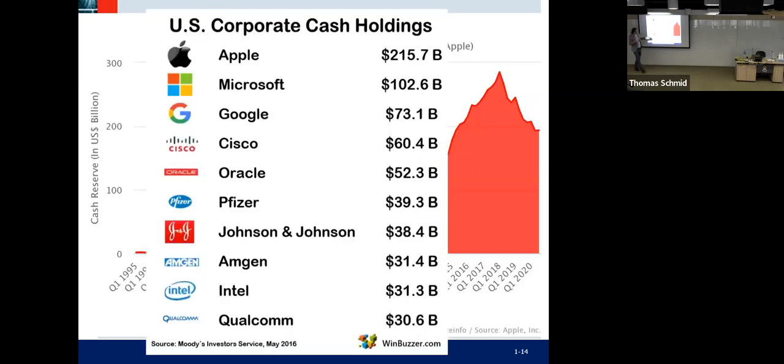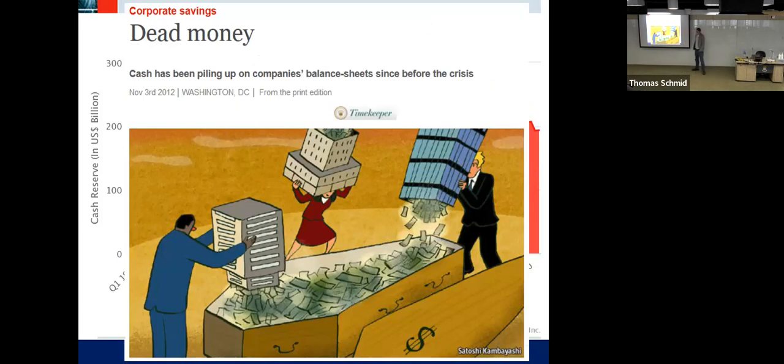And you find that not only in Apple. Apple is a kind of extreme example. They hold crazy amounts of cash. But also other firms hold a lot of cash. So if you look at, I don't know, Google or Pfizer or Johnson & Johnson, Intel, many of them hold a lot of cash. So this is the illustration that I was talking about. It's basically dead money. It's piling up on the balance sheets of firms, doing nothing.